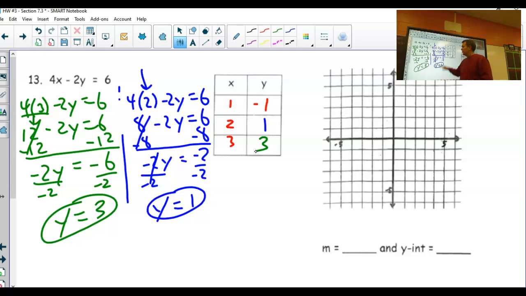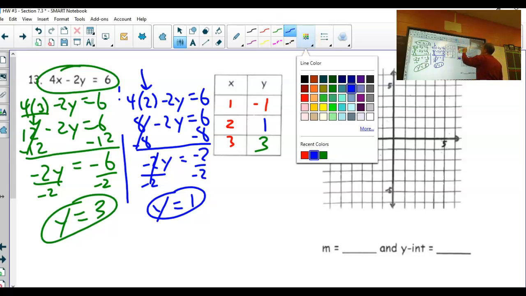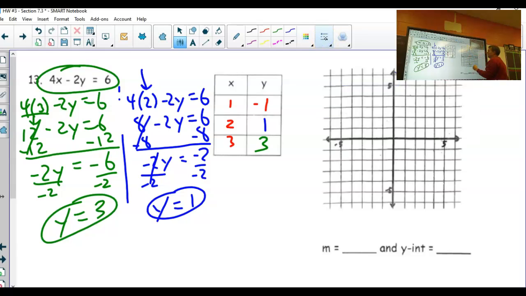And I now have my 3 ordered pairs that are all solutions to this equation, right? Because that's all a graph is. A graph is a picture of the solutions. So I'm going to go ahead and put the solutions on my graph. 1, negative 1 would be 1 to the right, down 1. 2, 1 would be 2 to the right and up 1. And 3, 3 would be 3 to the right and up 3. Connect those points with a nice smooth line. And you are done graphing.